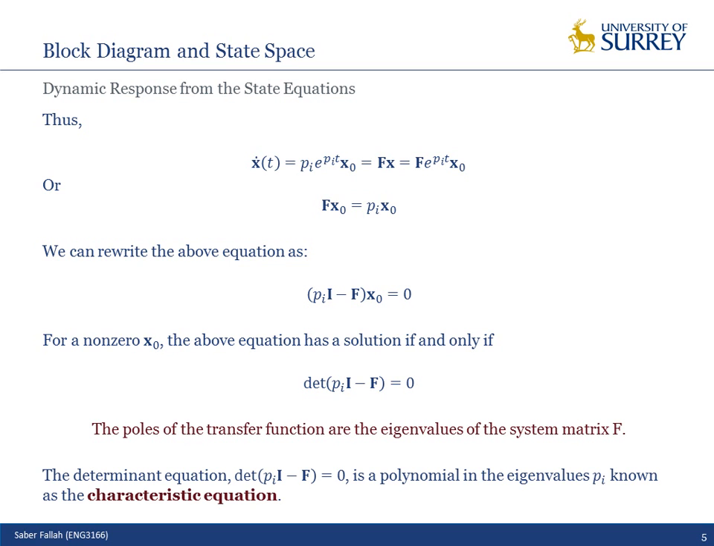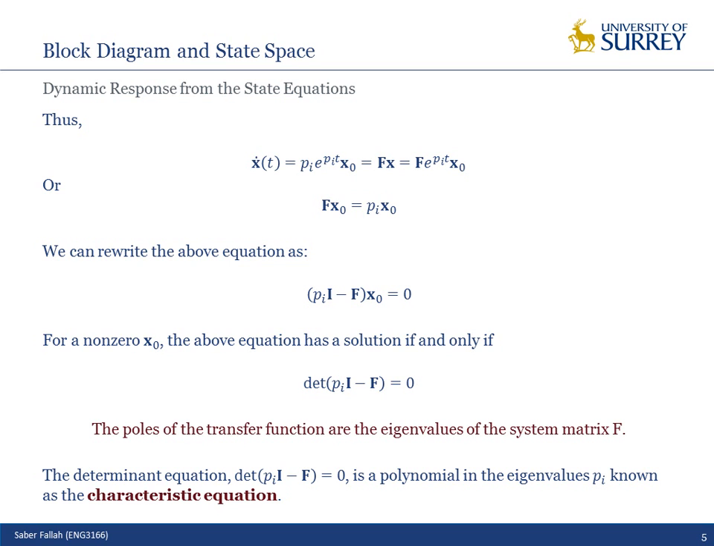Similar to the Laplace domain, the determinant equation, determinant of pi I minus F equal to 0, is a polynomial in the eigenvalue pi known as the characteristic equation. Look, I told you I will give you 40%. Why? If you look at the relation in the first slide, G(s) is H (sI minus F) inverse J. What's the denominator of this one? It is the determinant of the matrix sI minus F.